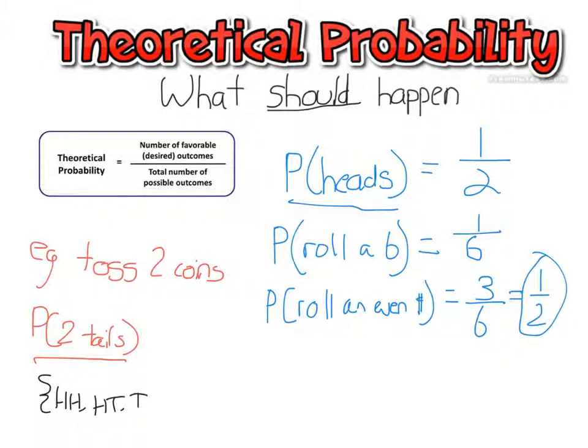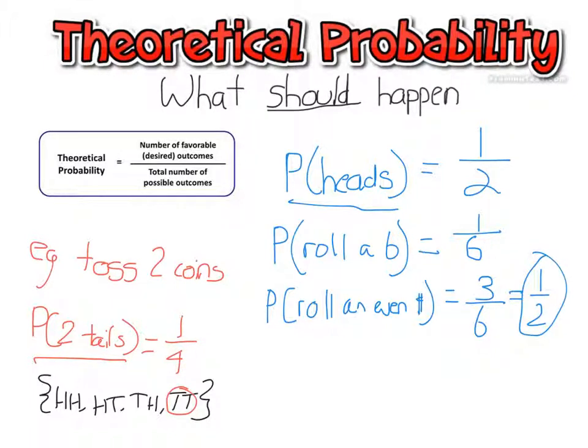I could get a tail first, then a head, or I could get both tails. These are the only possible outcomes, so there are 4 of them. If we look at them, only one has 2 tails. So the probability that I get 2 tails if I toss 2 coins is 1, because there is 1 way that I can get 2 tails, over 4, because there are 4 possible outcomes.